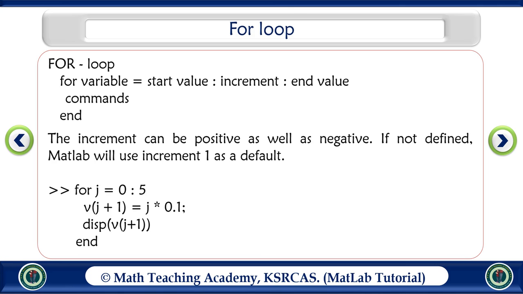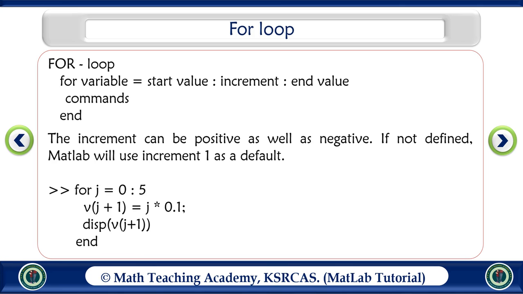Now the present value of j is 2, because the step size is 1. So the present value of j is 2. So the next command is v of j plus 1. So v of 2 plus 1 becomes v of 3. So v of 3 is equal to j star 0.1. The present value of j is 2. That is why 2 into 0.1. 2 into 0.1 is 0.2.